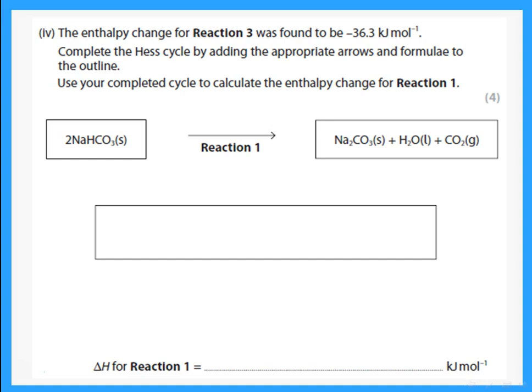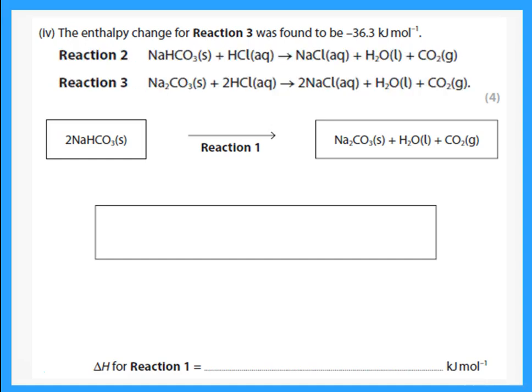So he already calculated the delta H for reaction 3. And he says complete the Hess cycle by adding the appropriate arrows and use this completed cycle to calculate the delta H for reaction 1. So let us remind ourselves, what was reaction 2 and reaction 3? Reaction 2 was the one we just calculated. So that was the sodium hydrogen carbonate plus HCl. The reaction 3, he already gave it to us.